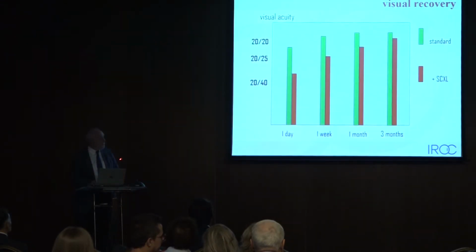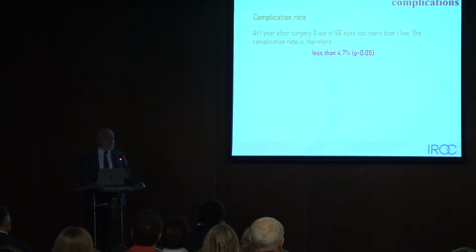And what we also saw is that the visual acuity took longer to come back. This is the standard LASIK, and this is the cross-linked LASIK. You could see that in essence, we are coming close. At 3 months, we are close, but it takes longer to get a good visual acuity, which we would believe seeing the inflammation. The complication rate is less than 5%: we had no loss, but in 66 eyes, you can prove only that it's less than 5%.